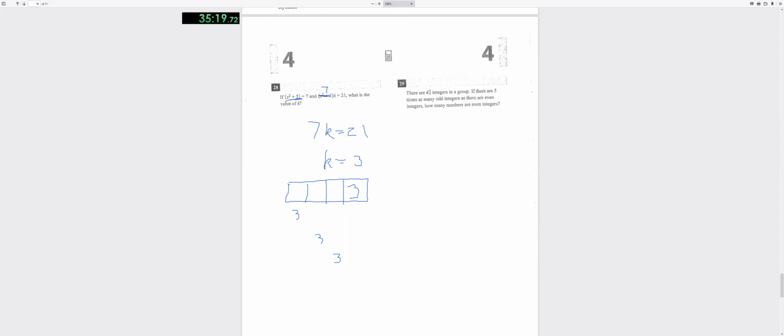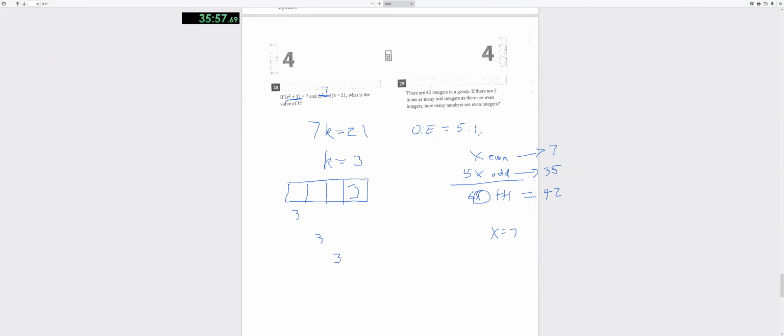If there are 5 times as many odds as there are evens, how many? Okay, so odd to even is 5 to 1. In other words, if there are x even, then there are 5x odd, and that means there's a total of 6x numbers. We know that total is equal to 42, so this x that I've made up must be equal to 7. That means we can say this is 7 and this is 35.